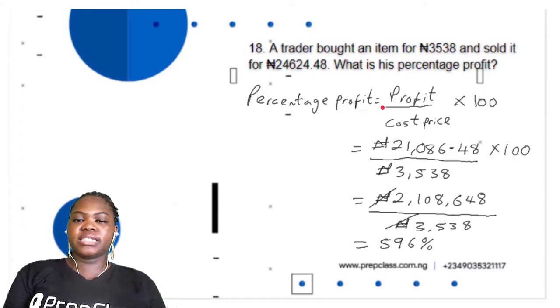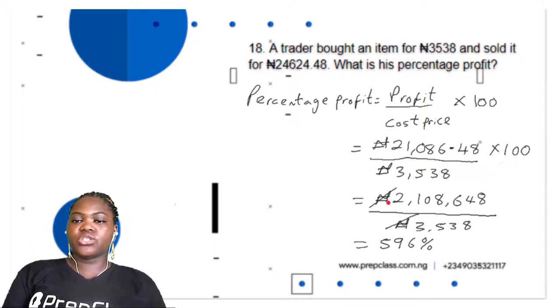The percentage profit is given as profit divided by cost price multiplied by 100. The profit is 21,086 naira 48 kobo, and the cost price is 3,538. So let's divide 21,086 naira 48 kobo by 3,538 naira, multiplied by 100. So let's multiply 21,086 naira 48 kobo by 100.